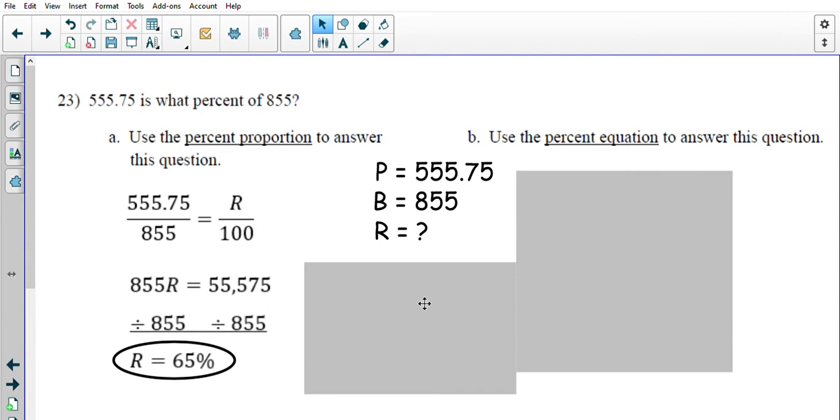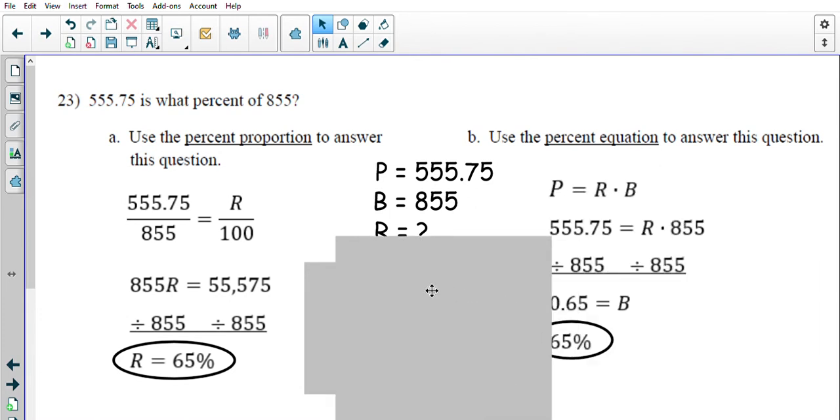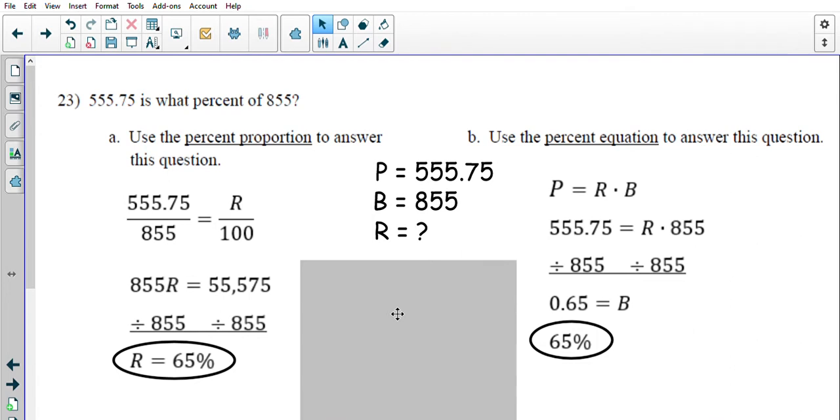Let's take a look at part B. This one we need to write a percent equation. So P equals R times B. So for this one you will have, we'll go and slide that out of the way.